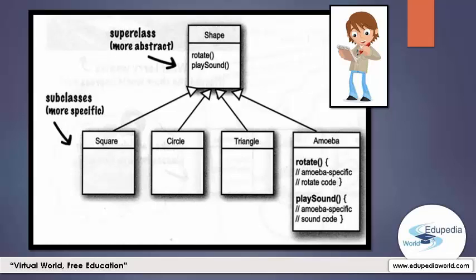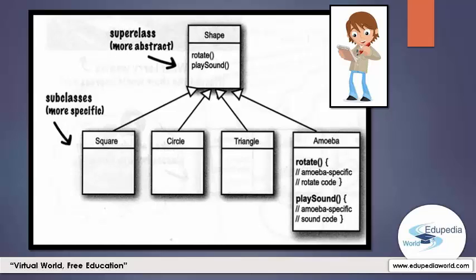So here we read this as square inherits from shape, circle inherits from shape, and so on. And then we remove the rotate and play sound methods from the other shape classes. So from now on, there is only one copy to maintain. The shape class is the superclass of the other four classes, and the other four are the subclasses of shape. The subclasses inherit the methods of the superclass. In other words, if the shape class has the functionality, then the subclasses automatically get the same functionality.